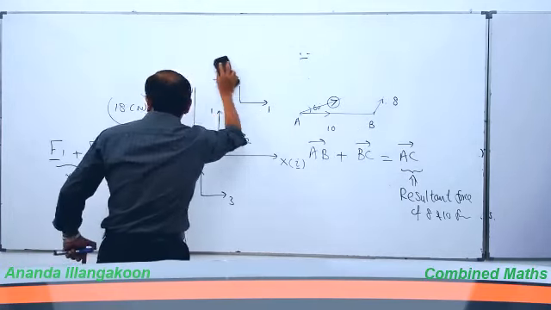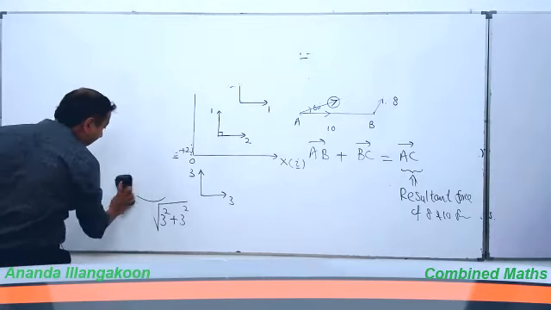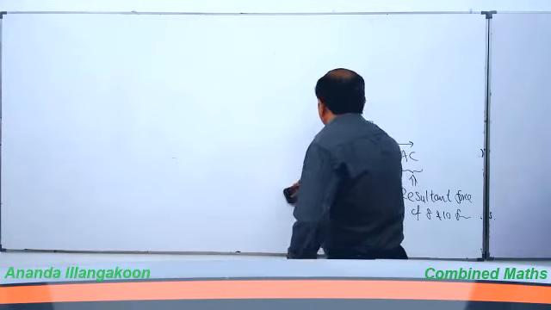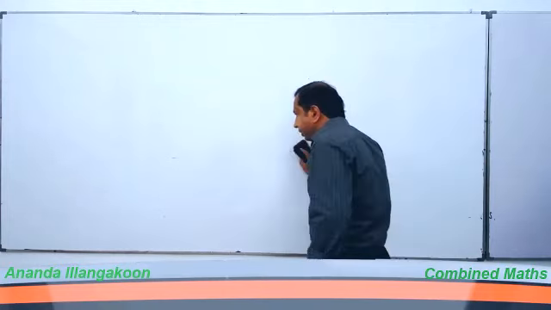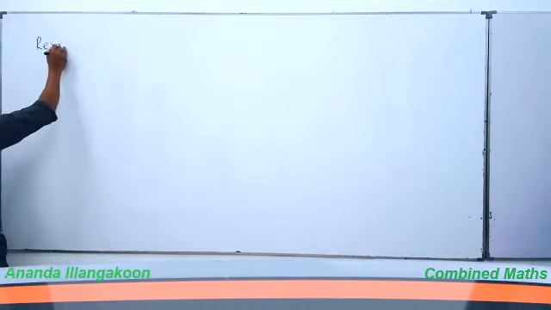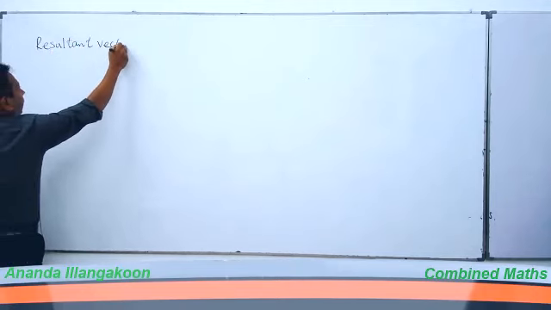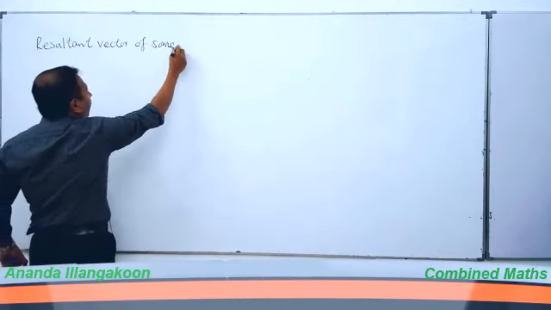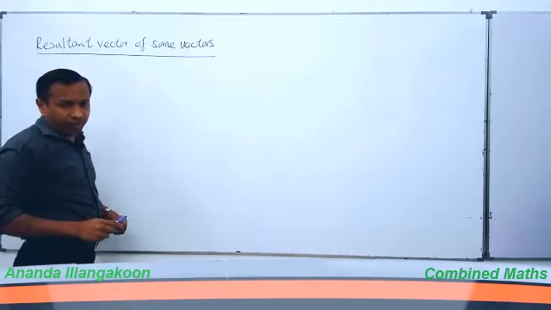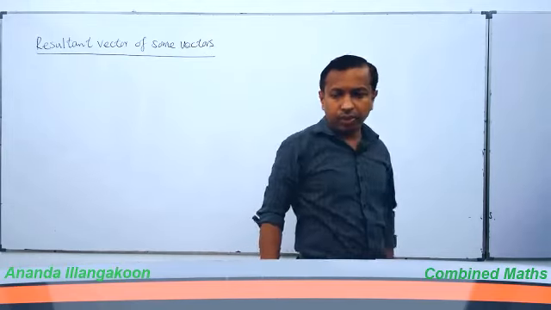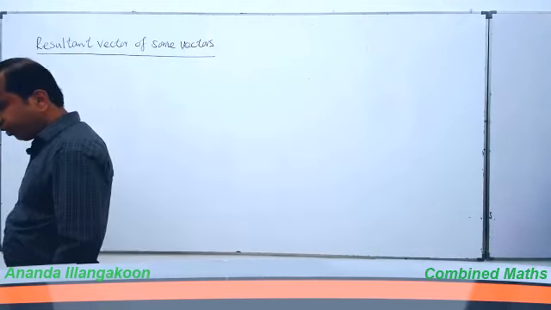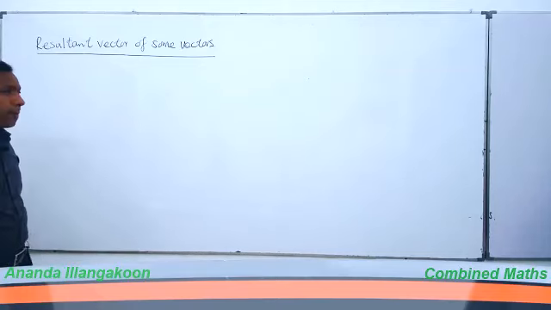Okay, right people, now we'll write one sentence like this. Write down a heading like this: Resultant vector of some vectors. Write down this way a few sentences.